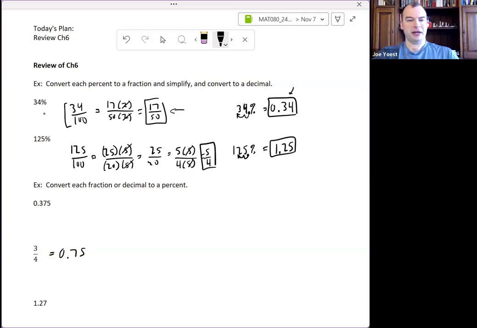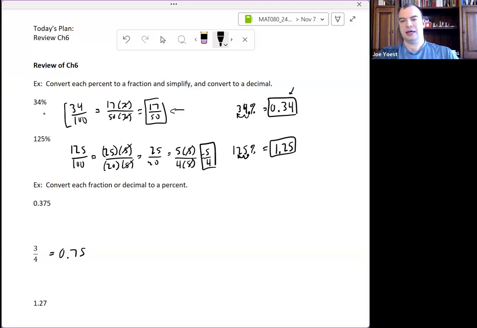125% is 125 divided by 100. And we see that numerator and denominator both have a factor of 5 that we can divide out to get 25 over 20. And we still have another factor of 5 that we can divide out. 25 over 20 simplifies down to 5/4.